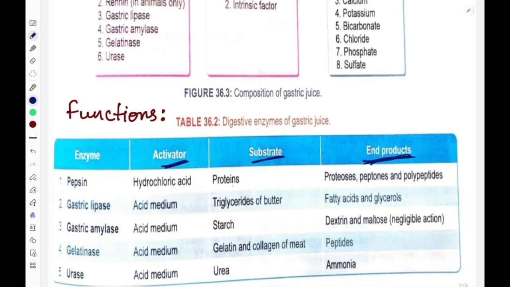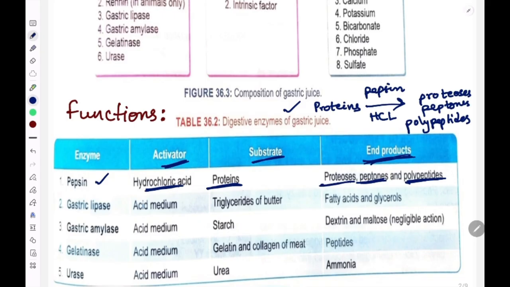So firstly, the pepsin enzyme that is present in the gastric juice acts on the proteins, and the activator for the pepsin is HCl. The end products are proteose, peptones and polypeptides. So this is the depiction of the pepsin. This pepsin acts on the proteins in the presence of HCl, which acts as activator, and it converts the proteins into peptones, proteose and polypeptides.